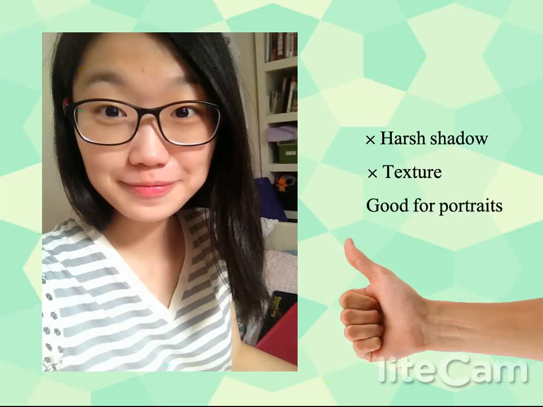Let's take a look at this photo of a beautiful young lady. This is an example of soft light. Light won't cause harsh shadows under her nose and chin. Soft lighting does not show texture, such as pimples, wrinkles, and blemishes. This is why soft lighting is generally good for portrait photography.